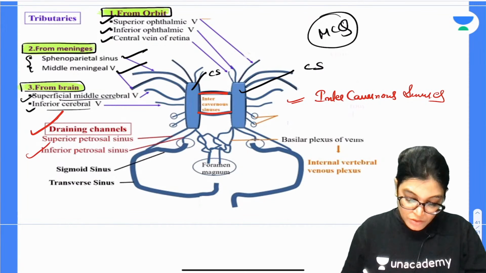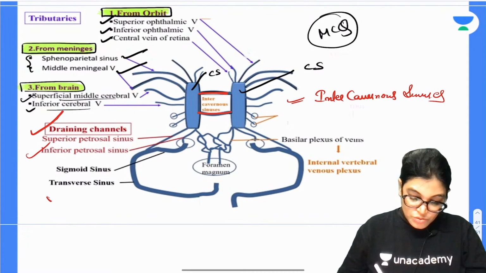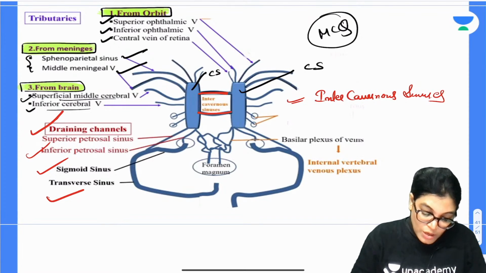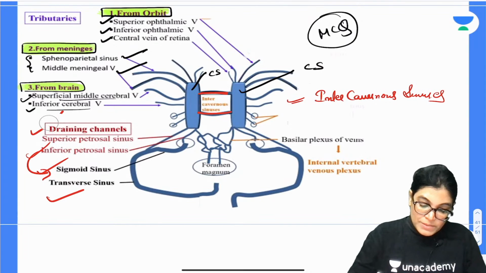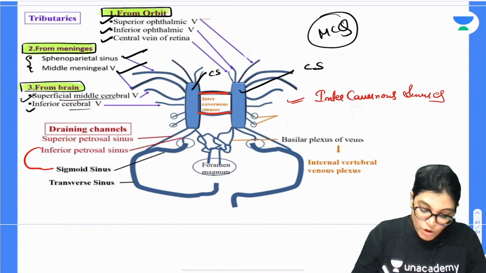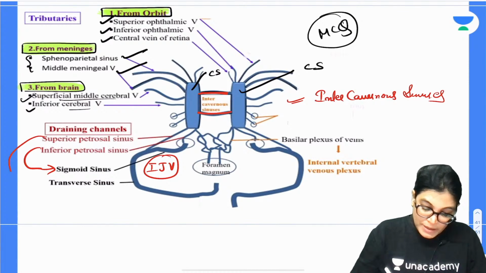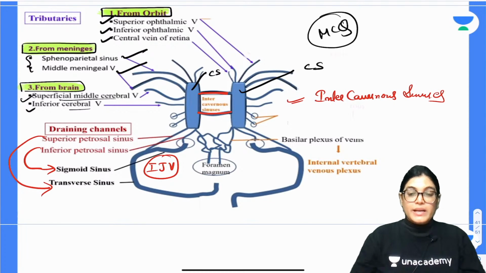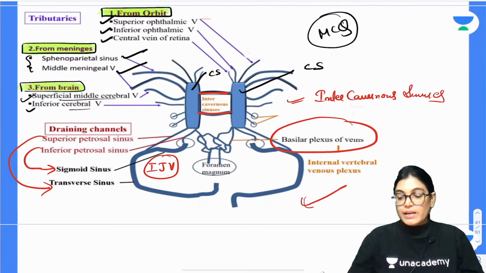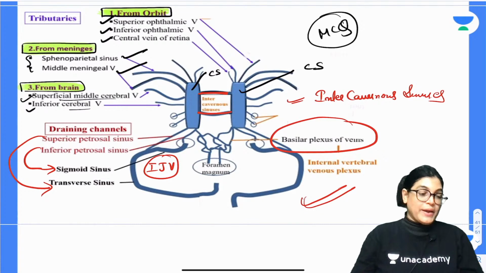The superior petrosal sinus drains into the transverse sinus, and the inferior petrosal sinus drains into the sigmoid sinus and then into the internal jugular vein. Also, the cavernous sinus, via the basilar venous plexus of veins, will drain into the internal vertebral venous plexus.